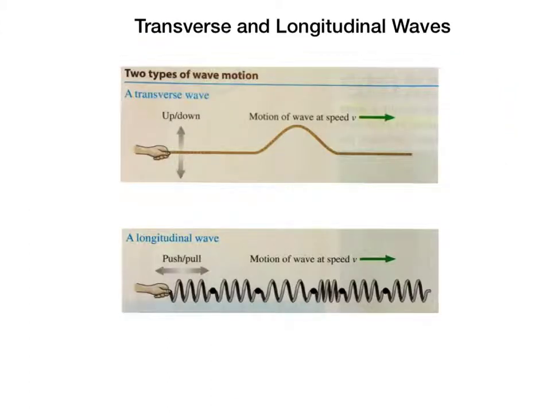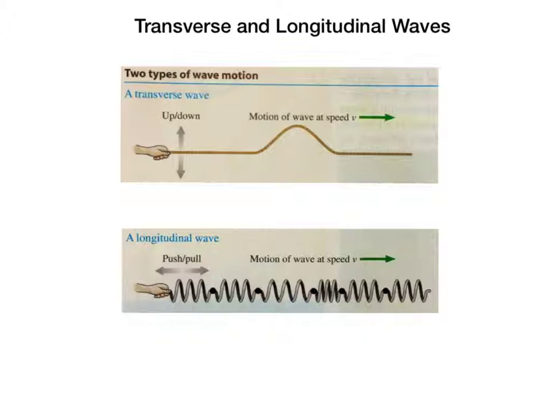So there are two types of mechanical waves, the transverse wave and the longitudinal wave. A transverse wave is a type of wave in which the particles in the medium move perpendicular to the direction of motion that the wave travels. So if you shake the end of a string up and down, you're creating a transverse wave. Water waves or waves on a string or seismic waves, those are all transverse waves.